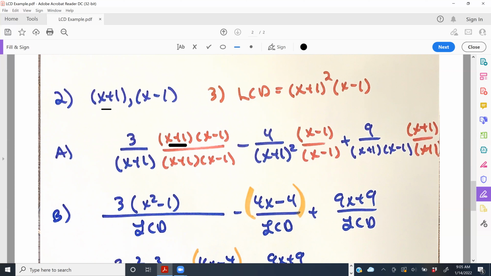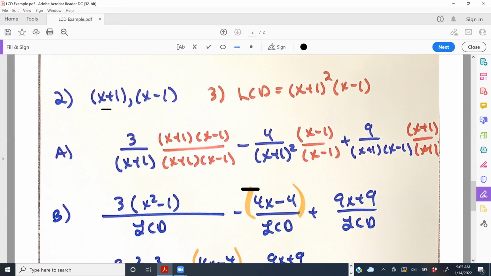Here, when I multiply x plus 1 times x minus 1, I know I'm going to get the difference of squares. So I didn't actually do all that multiplication. I just put the answer x squared minus 1 down here. In the next step, I'll distribute the 3. Likewise here, I just distributed the 4. That leaves this negative out in front.